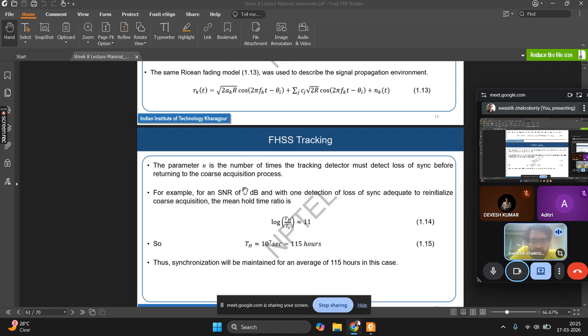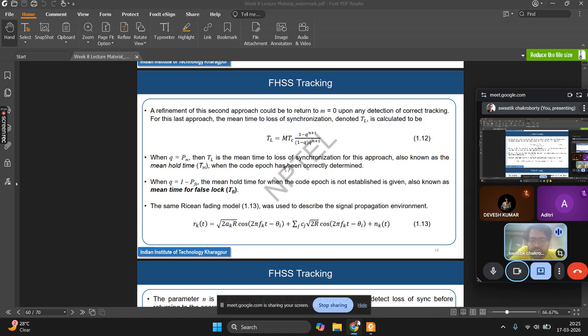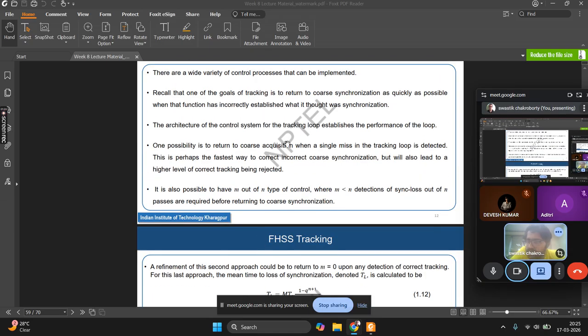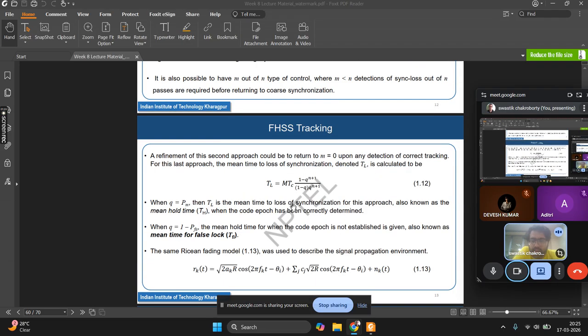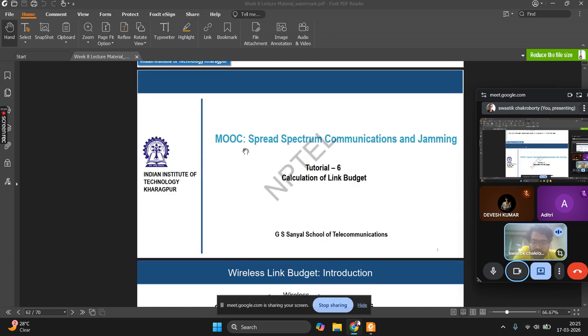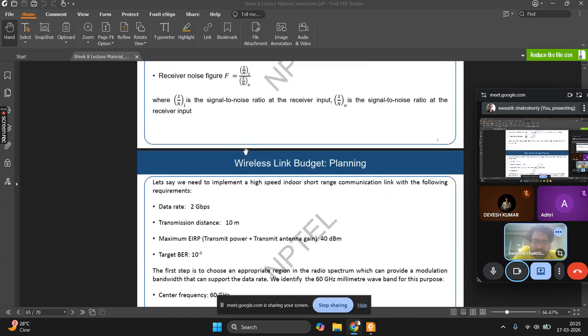SNR of 5. These analyses are basically the same Rayleigh fading analysis. So the rest of the tracking analysis for FHSS is the same as DSSS. So this is the mean acquisition time, and then there is the Rayleigh fading model, like that.